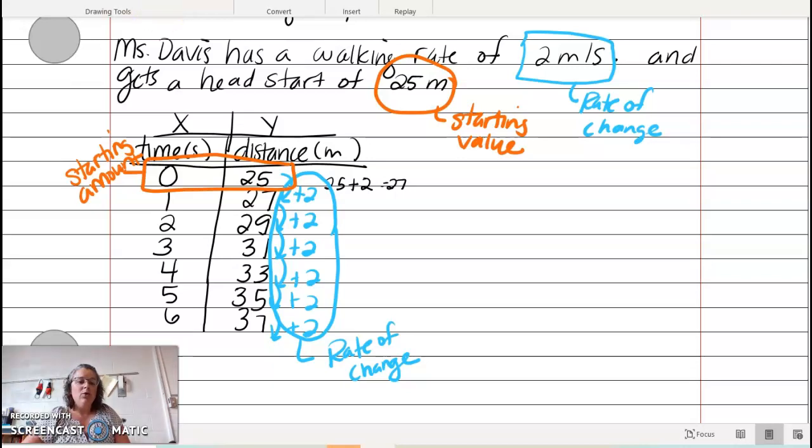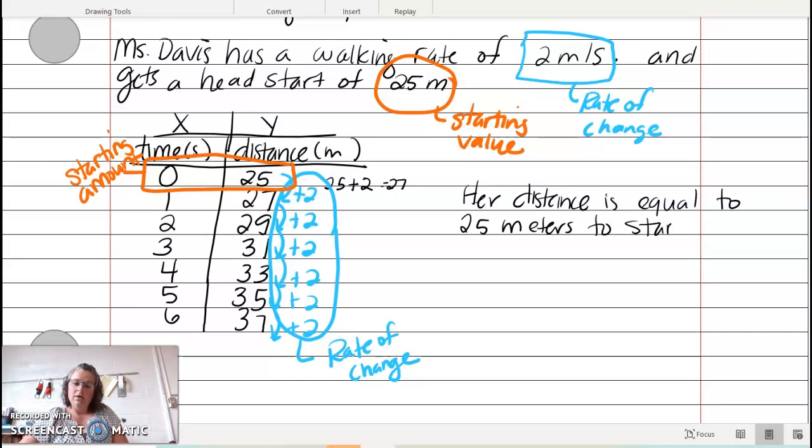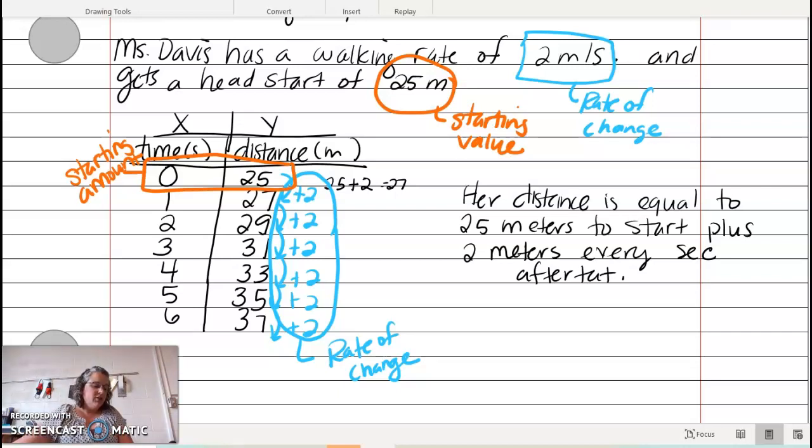So if I put that out in words, her distance is equal to 25 meters to start plus 2 meters every second after that. So what we have to do is kind of talk about how we're going to put this sentence into an algebraic expression. So her distance.